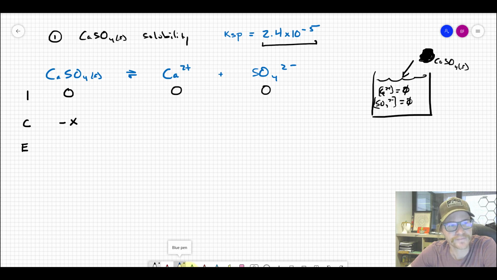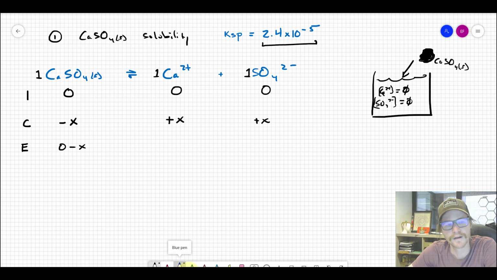Some amount X of that stuff is going to break apart. In this case, for every 1X, based on the balancing coefficient here, for every one of those formula units of calcium sulfate that dissolves, we're going to get one ion. So 1X dissolves, 1X actually turns into the ion, and the same is true because of the simple 1 coefficients in front of calcium and sulfate. So we get a plus X, plus X. And so our equilibrium concentration here is going to be technically 0 minus X.